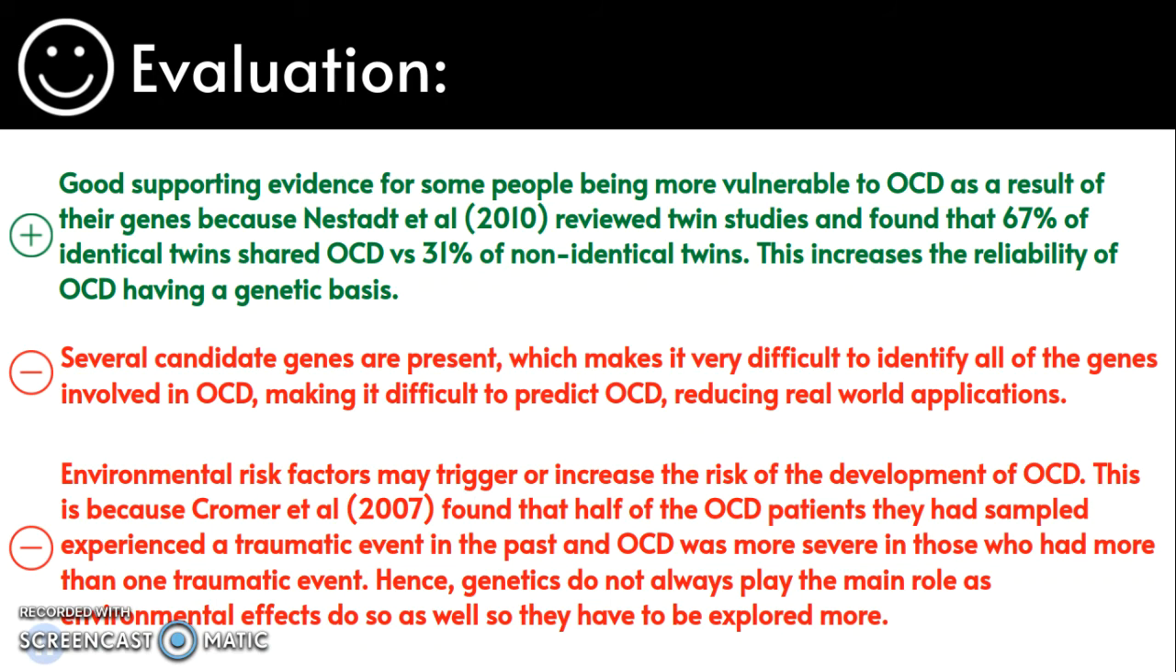Another weakness is that environmental risk factors may trigger or increase the risk of the development of OCD. This is because Cromer et al. in 2007 found that half of the OCD patients they had sampled experienced a traumatic event in the past, and OCD was more severe in those who had more than one traumatic event. Hence, genetics don't always play the main role, as environmental effects do as well, so they have to be explored much more.